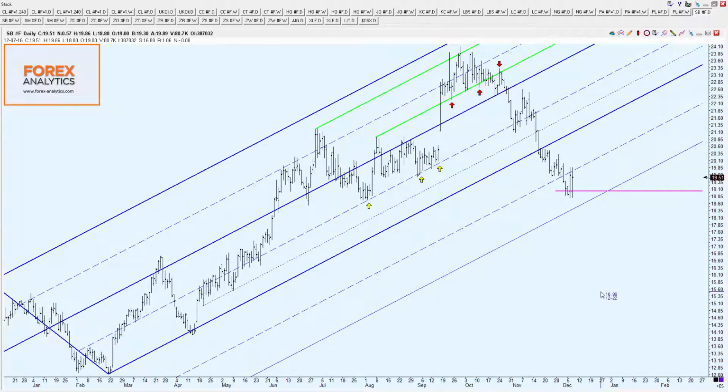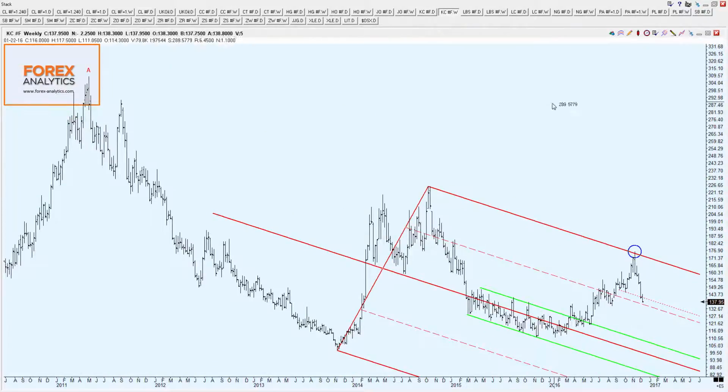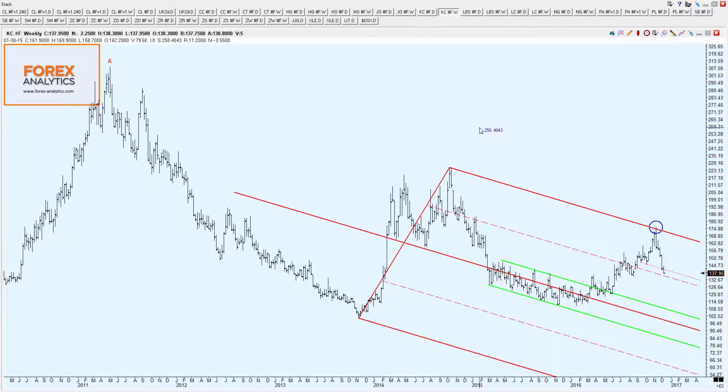But you said which do I like best? Actually, this is a really good one to end on. This is going to be the last chart I'm going to show you. This is cocoa, KC, on a weekly chart. Okay, and I like it for one reason, and that is that rejection and the way price has fallen away from it. Okay, I'm going to do the old trick.